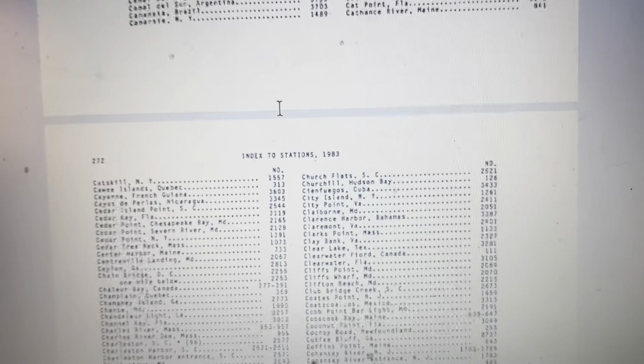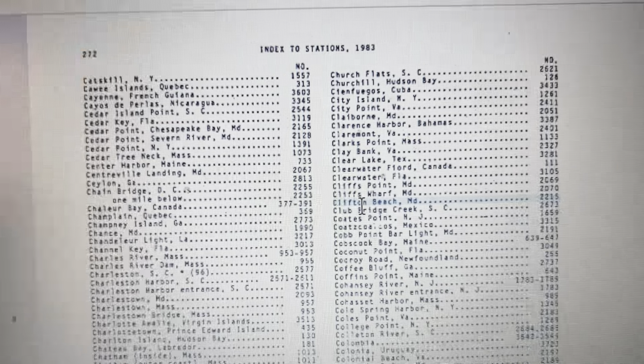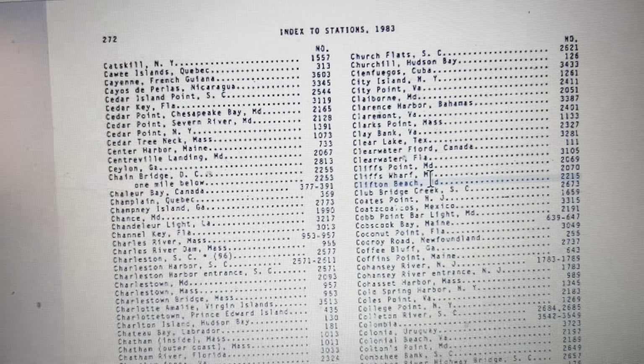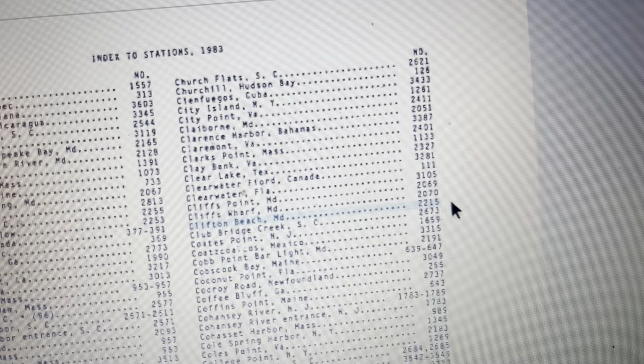Now, the final section of the book, just like the light lists, is an index going through all of the substations in alphabetical order. So if ever you were told, hey, find the height at Clifton Beach, you wouldn't have to just sift through the pages looking, hopefully finding Clifton Beach. You could come back here, see, oh, okay, it's Clifton Beach, reference number 2215.